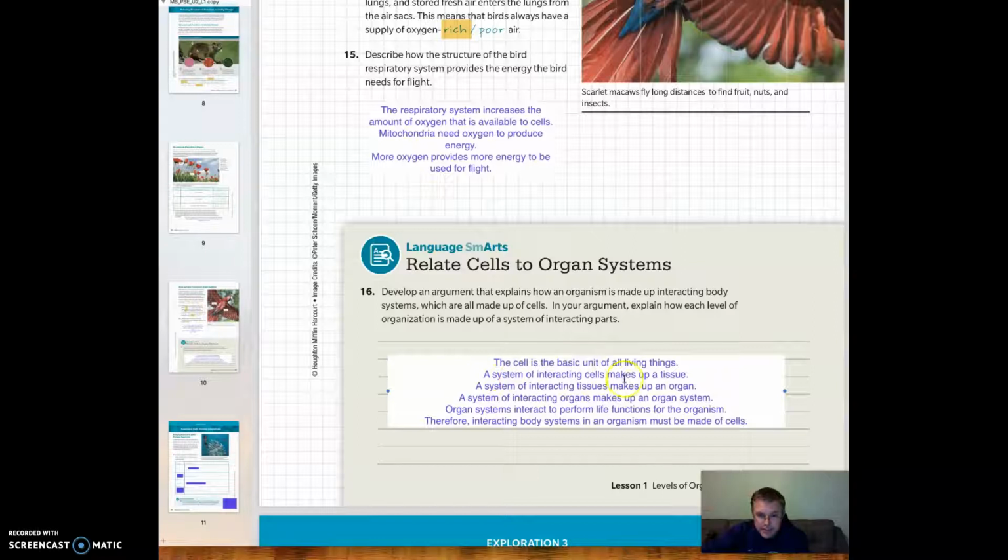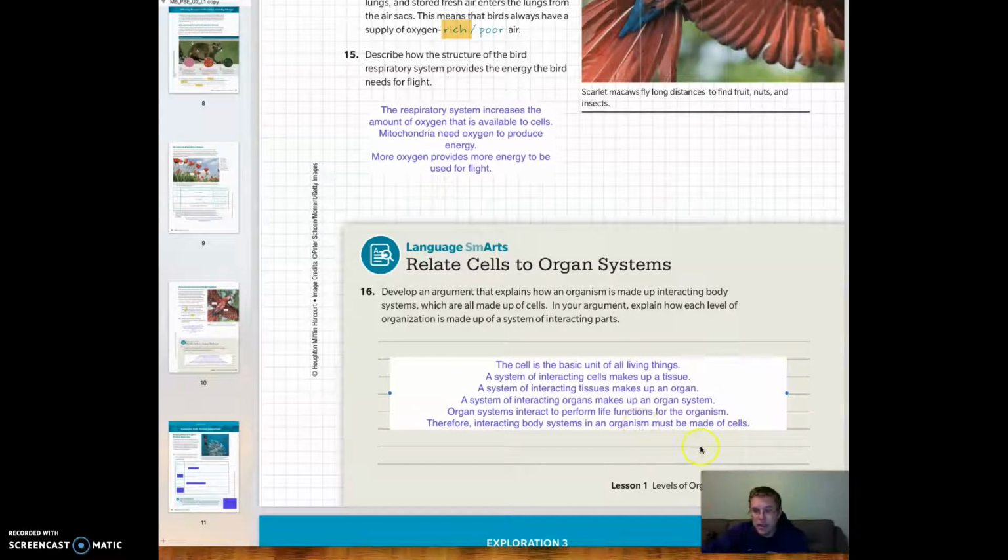Then a system of cells makes up a tissue. Put a bunch of cells together, you get a tissue, and then you keep going. A system of interacting tissues makes up an organ. A system of interacting organs makes up an organ system, and then organ systems interact to perform life functions for the organism. So if we put all that together, that says, therefore, interacting body systems in an organism must be made of cells, because you can go step by step through each one of these parts to get from cells all the way up to an organism.